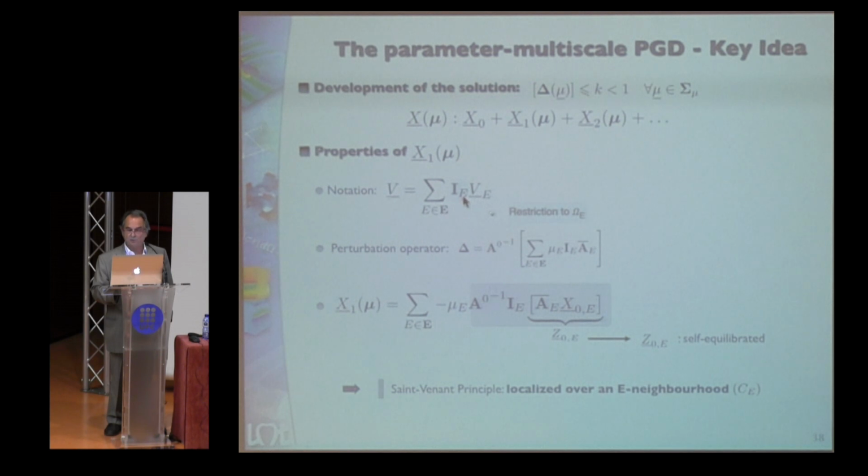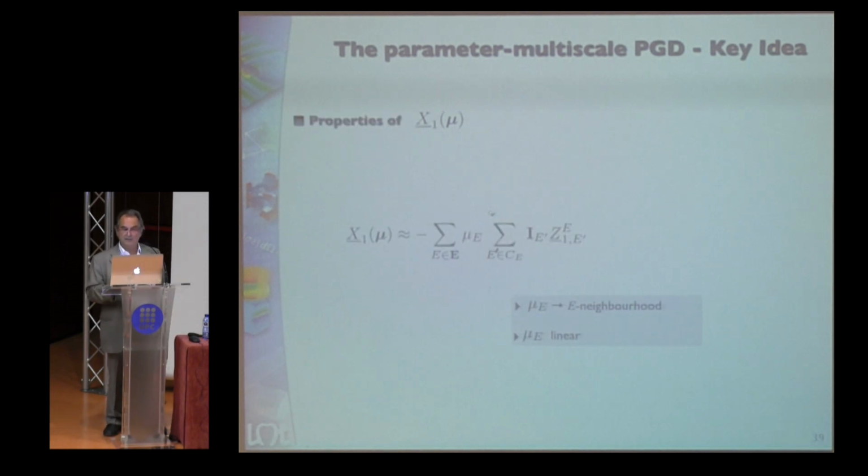I introduce a notation. IE, which is here, is the restriction to omega e, to element e. You have here the perturbation operator. And now the image of this quantity here by this operator, which is the average operator minus 1, happens to be self-equilibrated. Then from the Saint-Venant principle, the quantity here is localized over a neighborhood of E. So x1 can be written like that, linear regarding mu E, and this quantity associated to E is localized in the neighborhood of E.